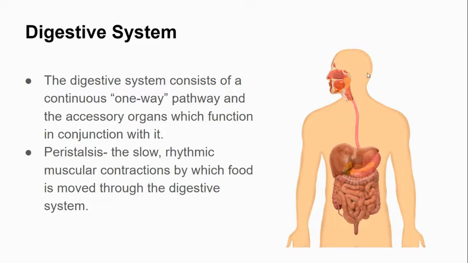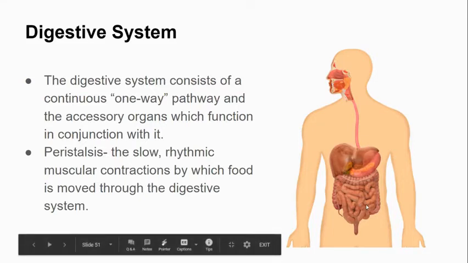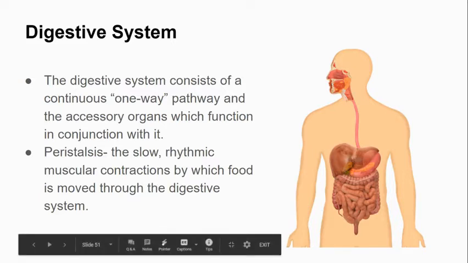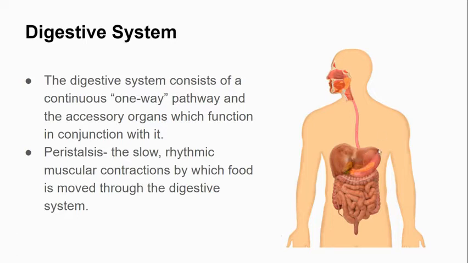The digestive system consists of two continuous one-way pathways and the accessory organs which function in conjunction with it. So meaning food comes in this one way and comes down and then goes through. Peristalsis is the slow rhythmic muscular contraction by which your food is moved through the digestive system. So food comes in and muscles contract to make sure that you digest your food.